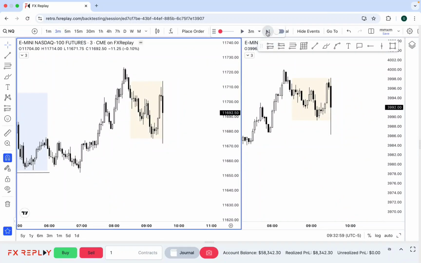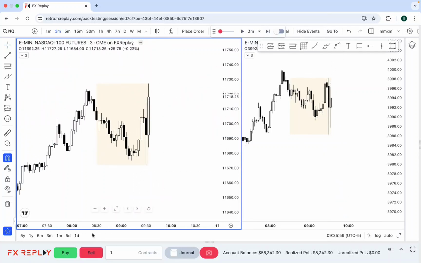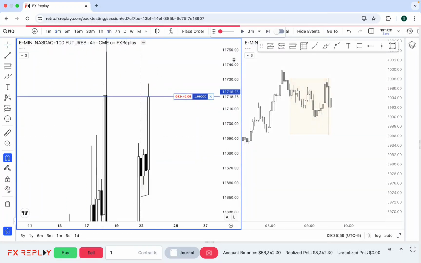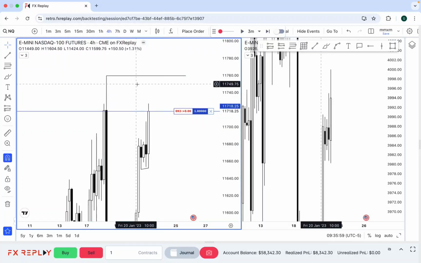All right, so this is 9:30. We make an opposing run. We also have no SMT. Now we get this close through. This is a valid entry right here, right? Because you're trading within an expansion candle. We should seek this high here.